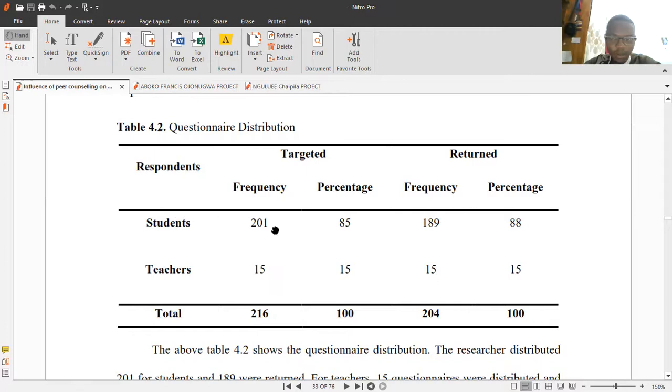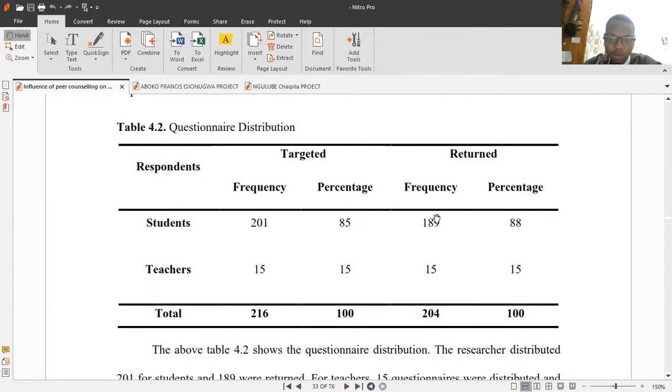Simon targeted 201 students and 15 teachers. Everything came to 216, and then the percentage was here 85%, and here 15%, which gave 100%. And then what returned is this.